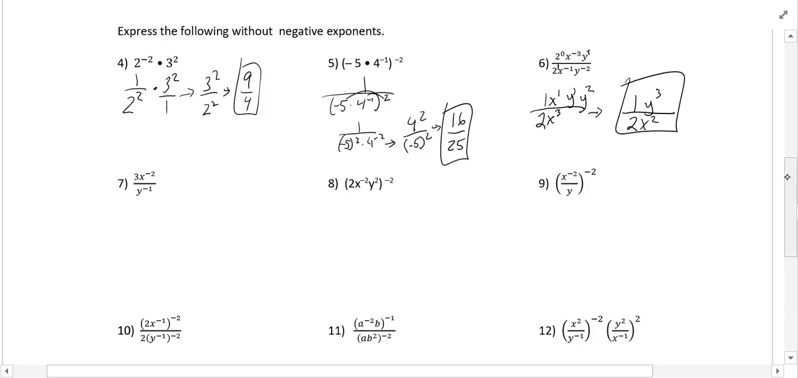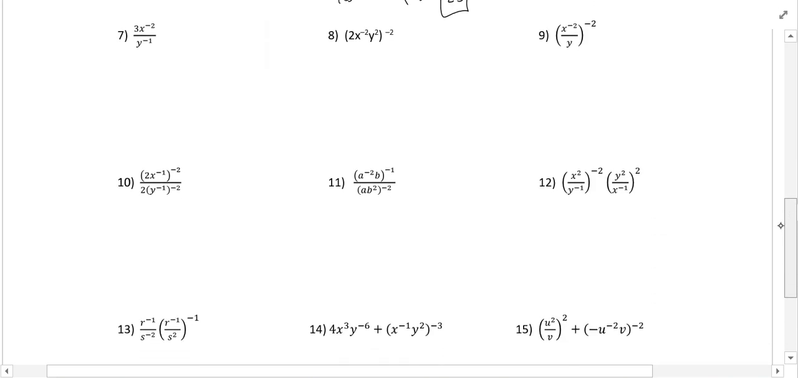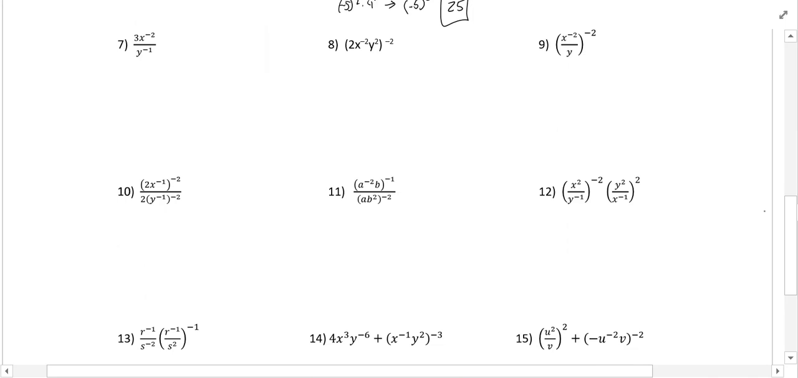All right. So with number 7, you need to be really careful because the common error is people want to apply the negative 2 to the 3, but it's not. The exponent of negative 2 only applies to the x. This 3 already has its invisible implied exponent of 1. So since it's positive, it's going to stay there. It already has a positive exponent.